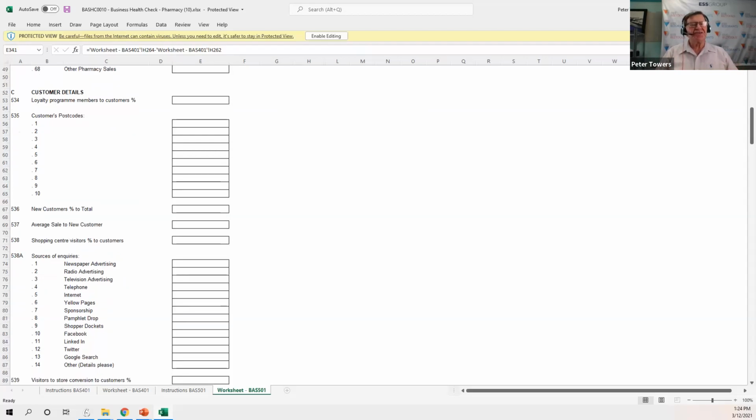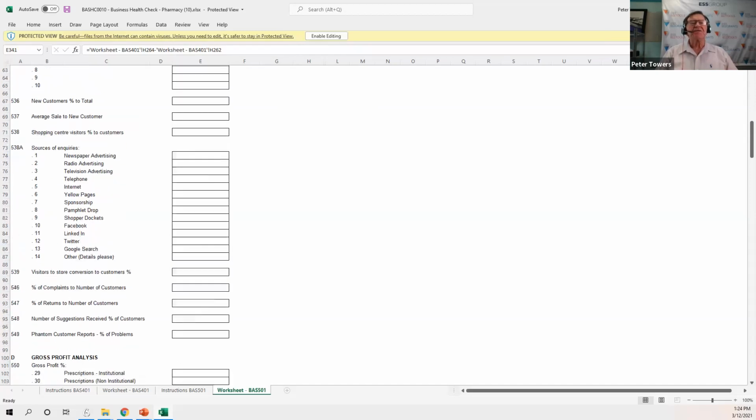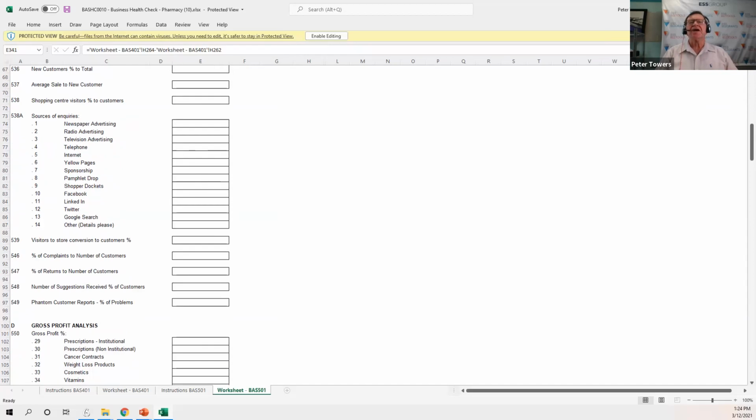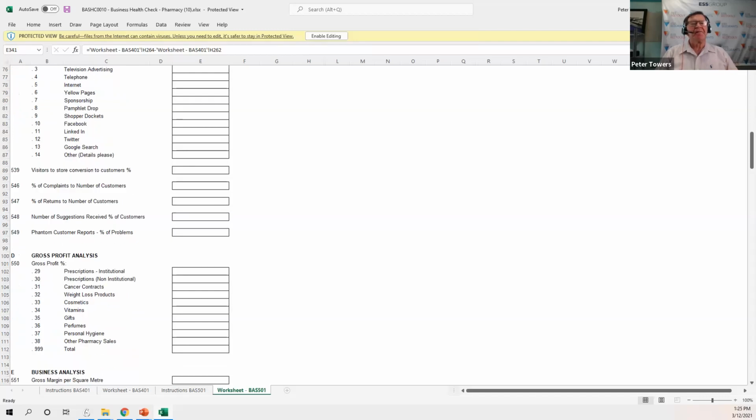New customers percentage to total. That's an interesting figure to compare to what's happened previously. Average sale to new customers. This is very important, I think. Shopping centre visitors percentage to customers. What's that work out at? And how does it compare to previous periods? Where did the inquiries come from? What sort of marketing initiative that your client's been undertaking was rewarded by getting customers? The visitors to store, the conversion to customers percentage.